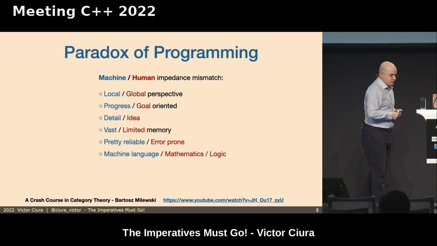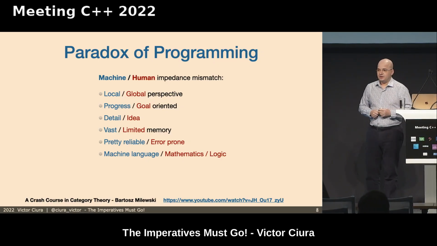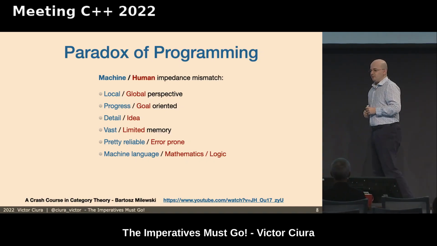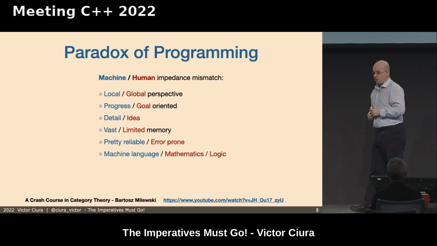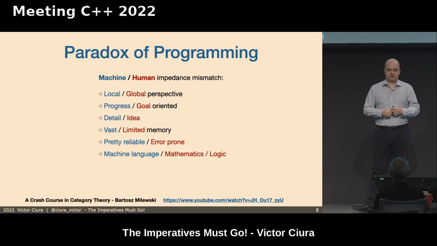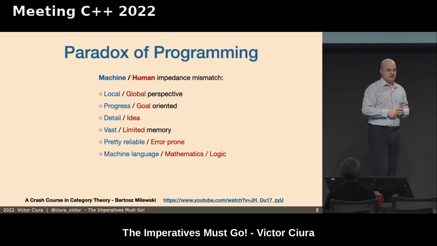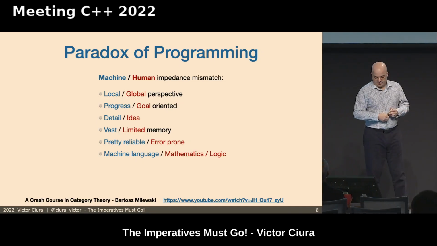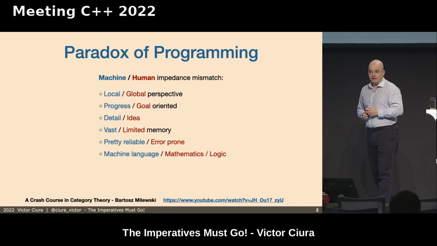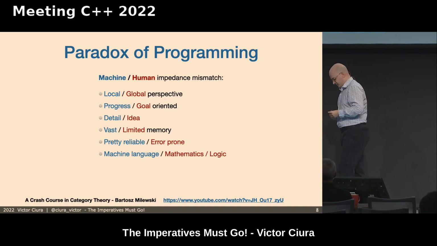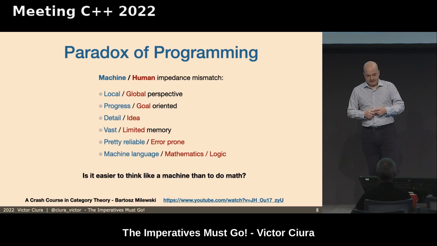And humans have developed a very efficient language to reason about issues and complex problems, and that language, whether you like it or not, is mathematics and logic. And machines don't know anything about that. Machines care about particular instructions.